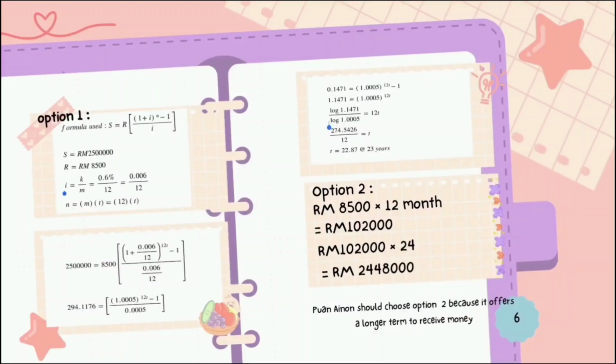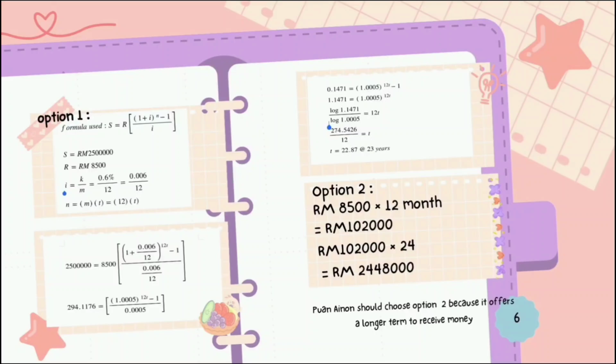For option 1, the formula used is shown. In this question, S is the future value, which is 2,500,000 ringgit. R is the periodic payment, which is 8,500 ringgit. I is the periodic interest rate, which is 0.006 divided by 12. N is the term of the investment or loan, which is 12T in this question. For option 1, the equation is 2,500,000 equals 8,500 open bracket 1 plus 0.006 divided by 12 powered by 12T close bracket minus 1 divided by 0.006 divided by 12.